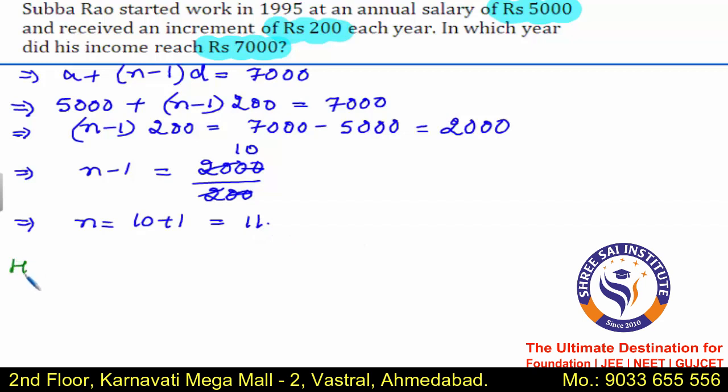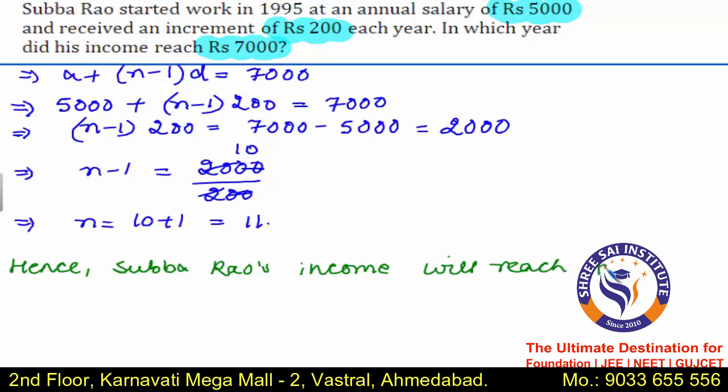Hence, Subba Rao's income will reach rupees 7,000 in the 11th year. So, this completes the solution.